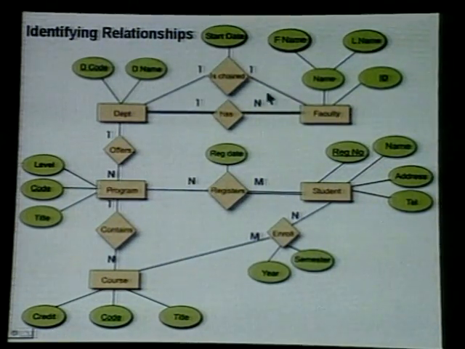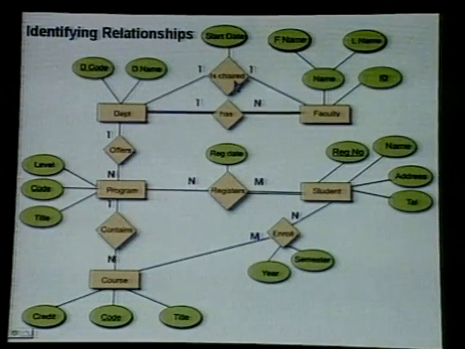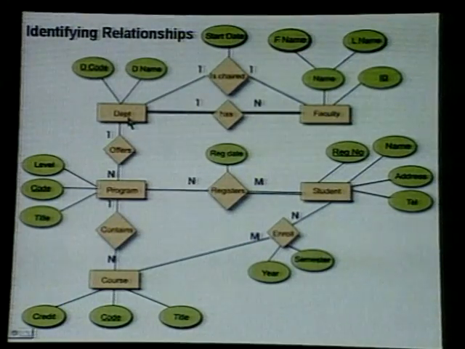But if you compare with a single line, it says that there might be a faculty member who is not a chair, which is quite possible. Only one faculty member can be the chair of a department, and the rest of the people can still exist, but they are not related to the department as the chair of that department.